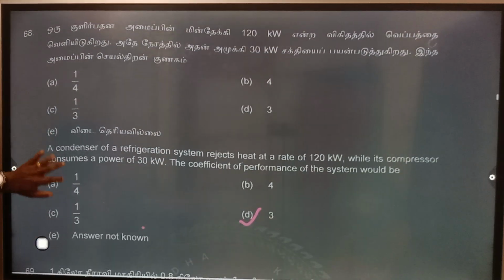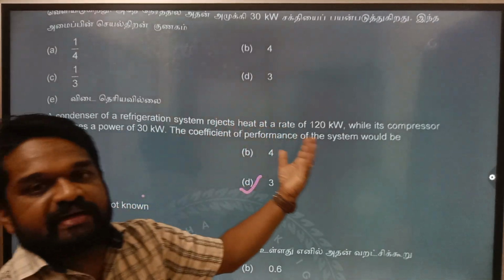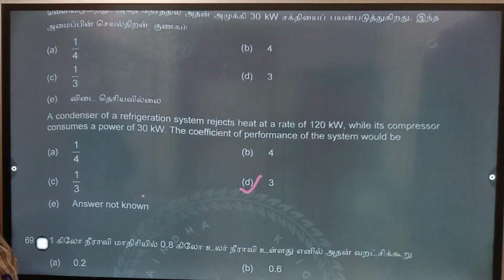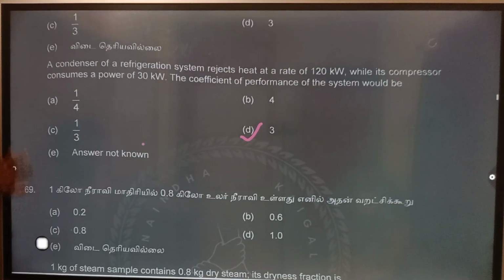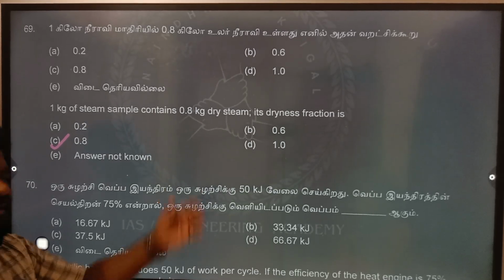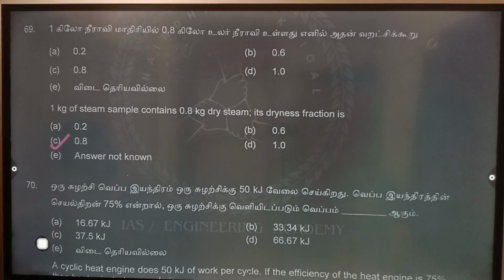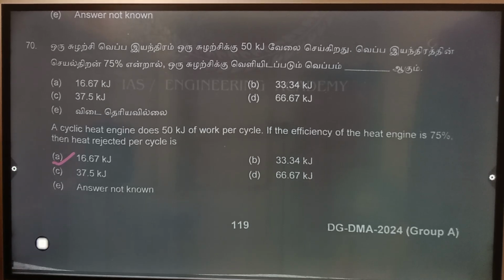68. Condenser of refrigerator. In the same question, I had asked in the diploma exam. Okay, same question. Answer is 3. 69. 1 kilogram of steam sample contains 0.8 dryness fraction, that is what they asked, 0.8 the answer. Okay, C. 69. C is the answer. 0.8. 70. A cyclic heat engine does 50 kJ of work done per cycle. Heat rejected. Answer is A. 16.67 kJ.